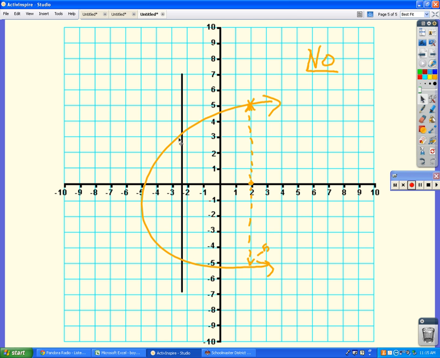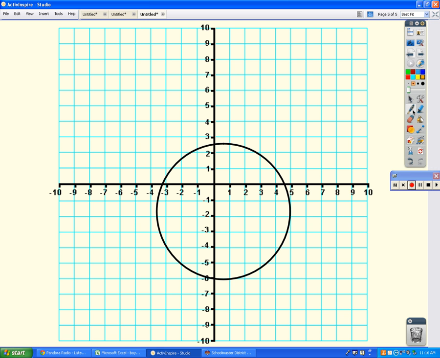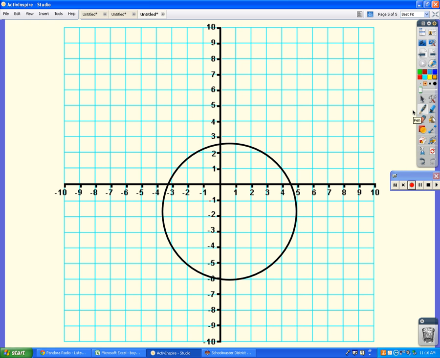All right, so let's take a look at some other graphs. Clear annotations. Okay. So how about this one? Is that a function? No, because there's all kinds of places where I can draw a vertical line where it's going to cross that twice. So that is no good.